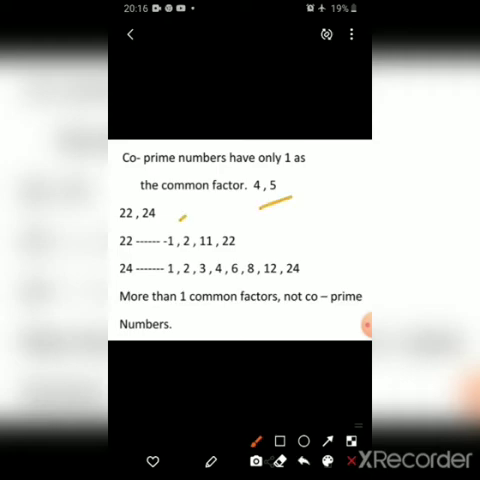Now 22 and 24. Factors of 22: 1, 2, 11 and 22. Factors of 24: 1, 2, 3, 4, 6, 8, 12 and 24. What is common here? 1 and 2. More than one common factor, so not co-prime numbers.